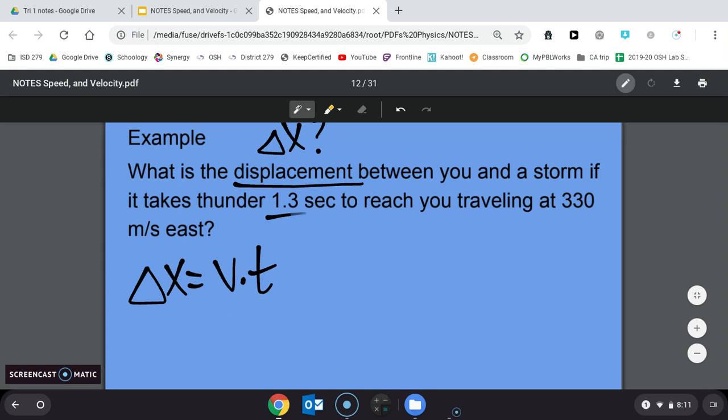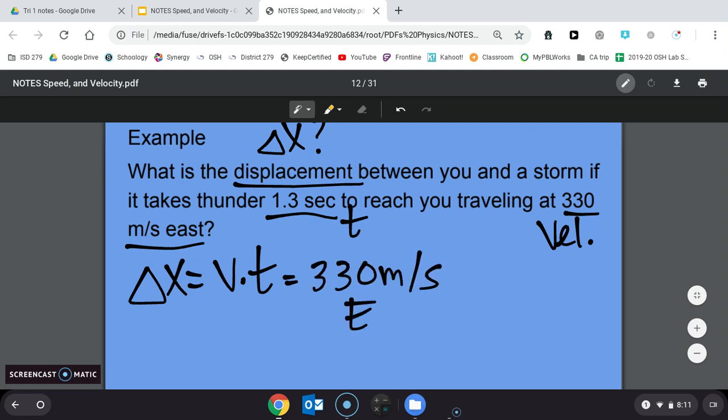My choice in numbers is 1.3 seconds. It takes thunder 1.3 seconds to reach you, traveling at 330 meters per second east. Seconds is time. Meters per second east is velocity. So if I'm finding displacement, I would take 330 meters per second east times 1.3 seconds.